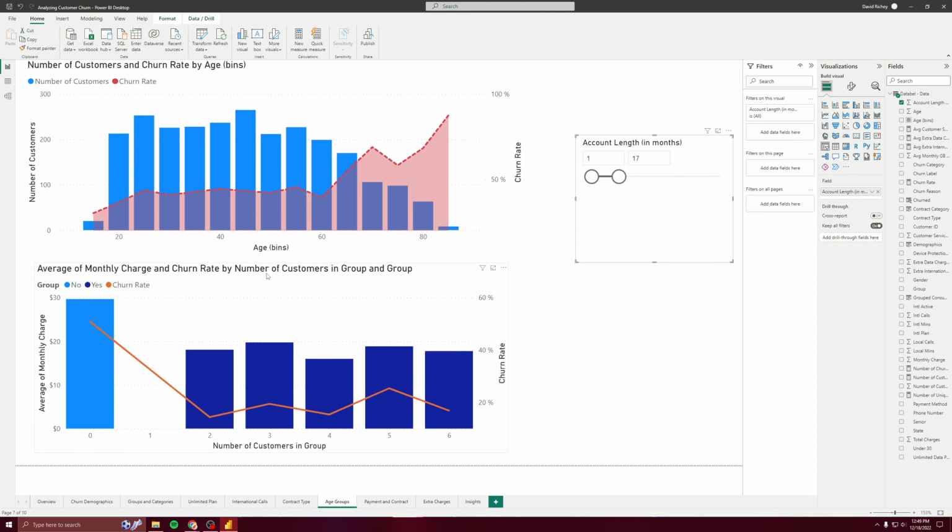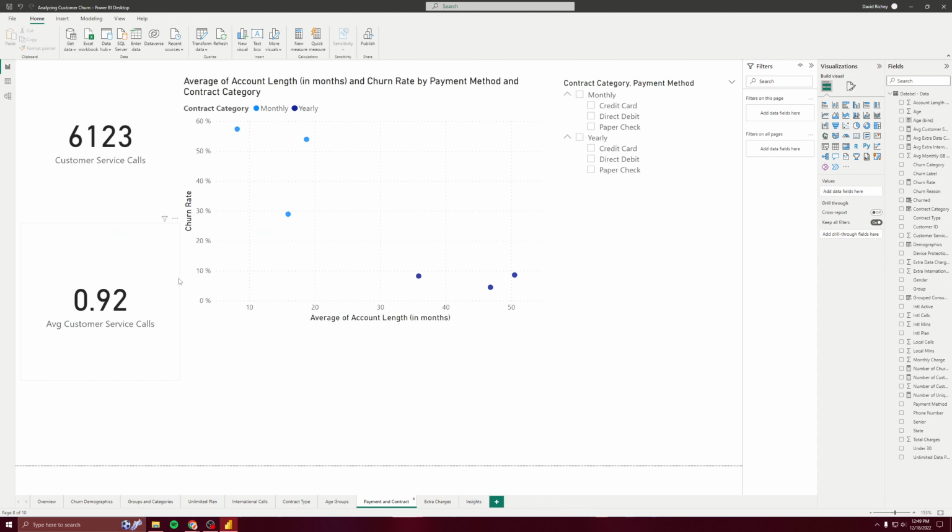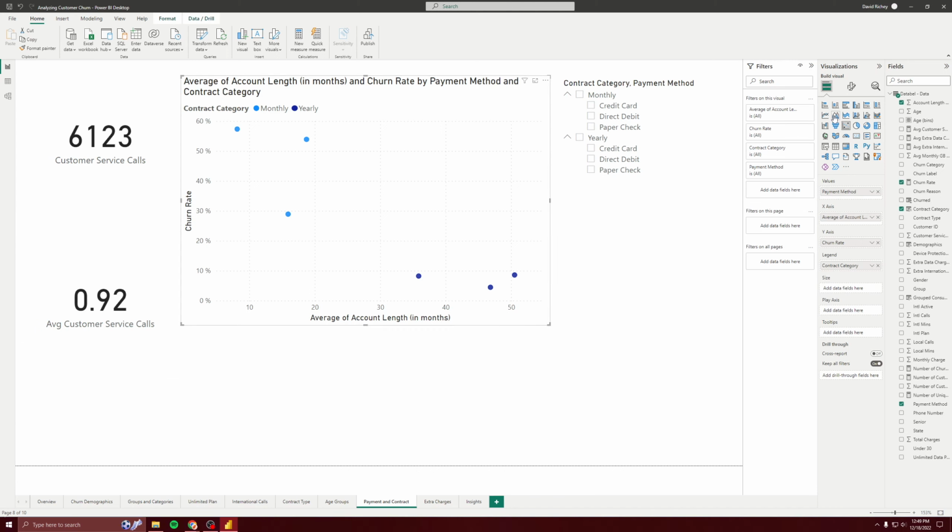It's average monthly charge and churn rate. And again, I don't know what the group is. We have these cards of customer service calls and average customer service calls, which is this. I said scatter chart for the other one, I meant line chart. This is scatter chart, so monthly and yearly contracts, average account length and churn rate.